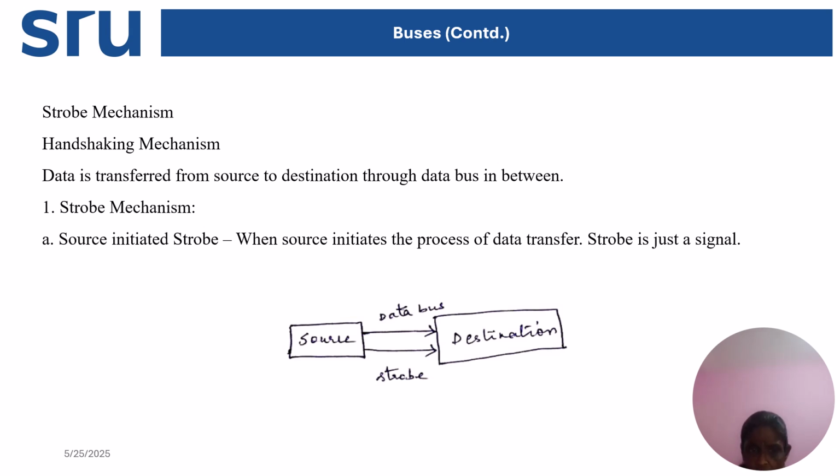First one, source initiated strobe. In this diagram, the source has the data. It has to put the data on the data bus, and it is the destination. So to send the data, initially it has to turn the strobe signal on. Then it puts the valid data on the data bus. After that, it is the function of the destination to get the available data from the data bus.